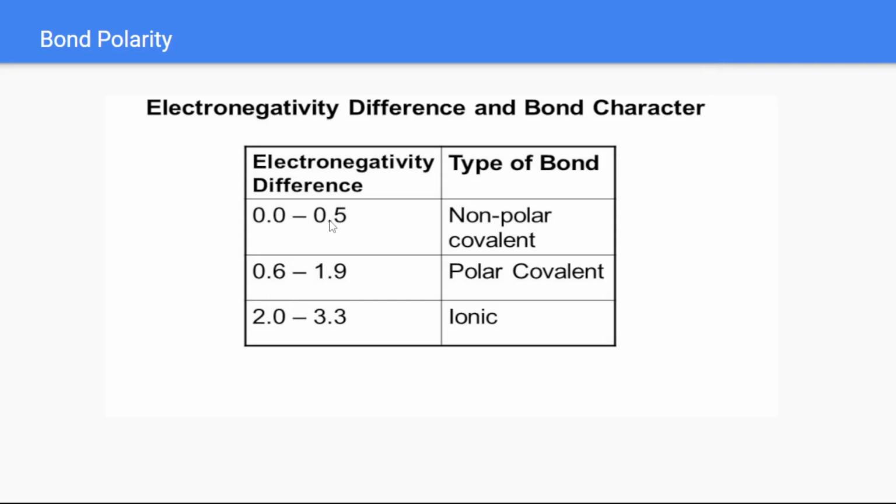So if the difference in electronegativity is between 0 and 0.5, that's going to be a nonpolar covalent. If it's between 0.6 and 1.9, that's a polar covalent. And then if it's 2.0 or greater, then it's going to be considered an ionic compound or an ionic bond.